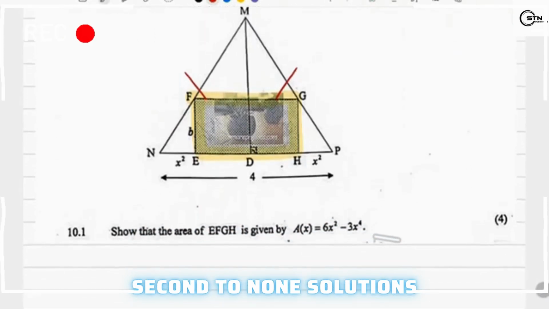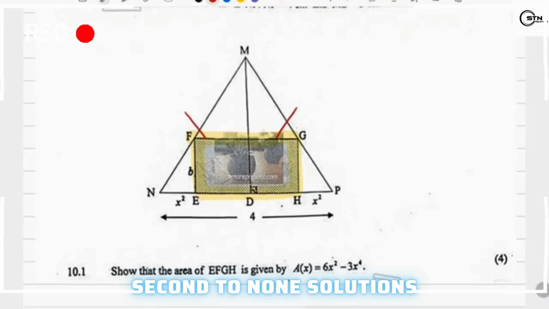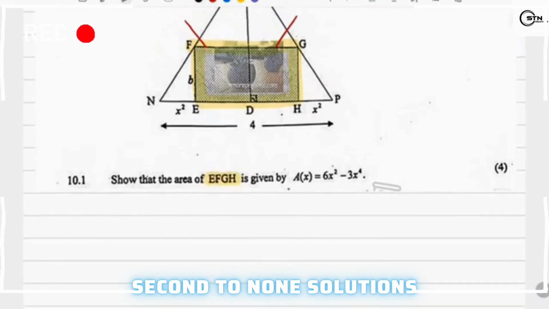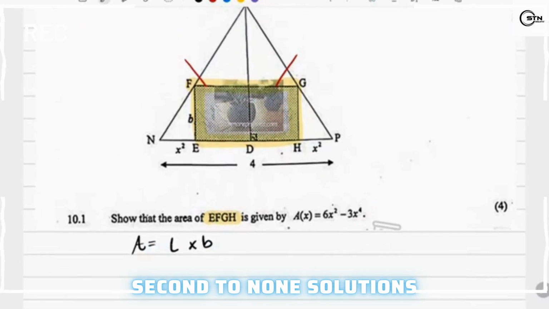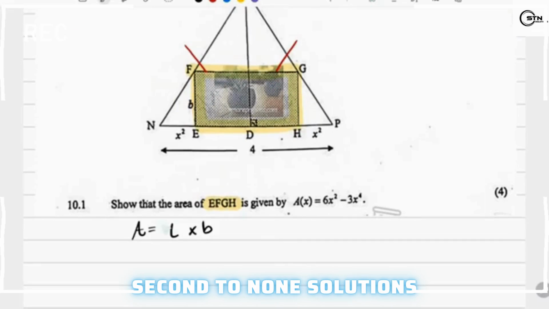Let's actually focus on what we would do to find what they told us to find. I know I'm analyzing a lot here, it's just because the shape looks intimidating. They said find the area of that rectangle. To find the area of a rectangle, you take the length and multiply by the breadth. The length is EH and the breadth is EF. So I just have to focus on finding EH and EF.